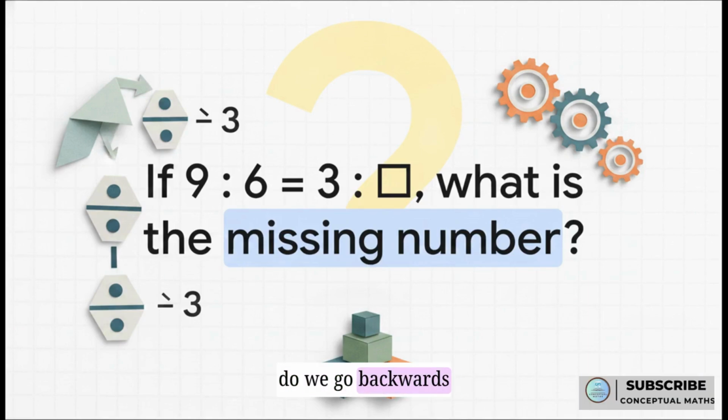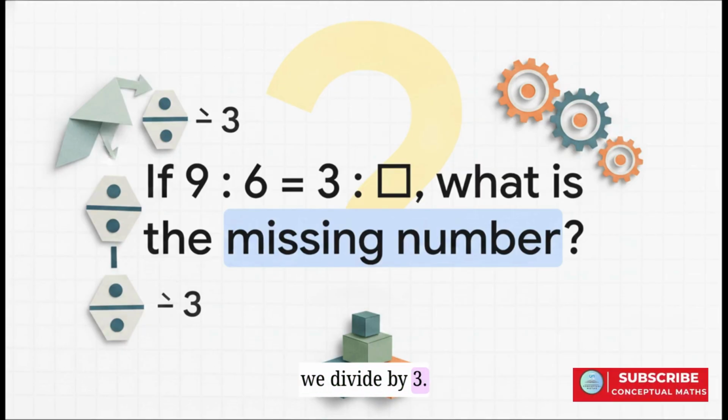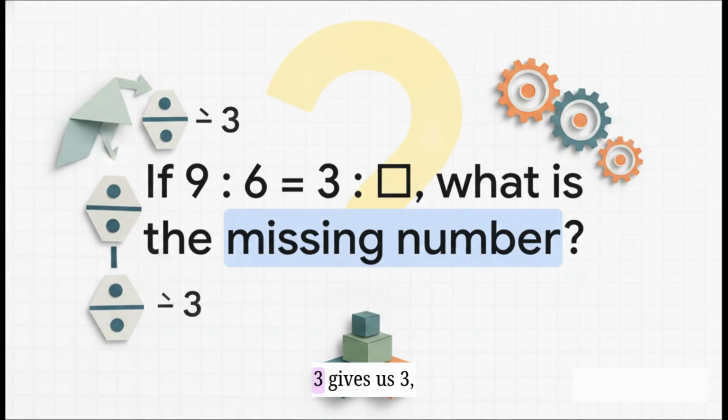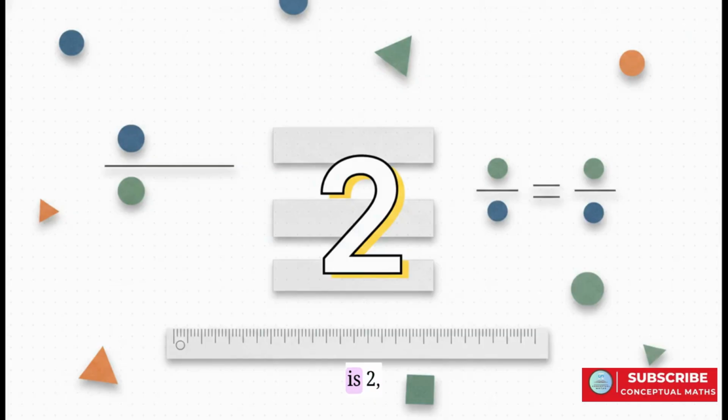How do we go backwards from a larger number like 9 down to 3? We use division. Specifically, we divide by 3. Since 9 divided by 3 gives us 3, we just apply that same operation to the other side of the ratio. So 6 divided by 3 is 2. Yep, the missing number is 2, making our final mathematical statement 9 to 6 equals 3 to 2.